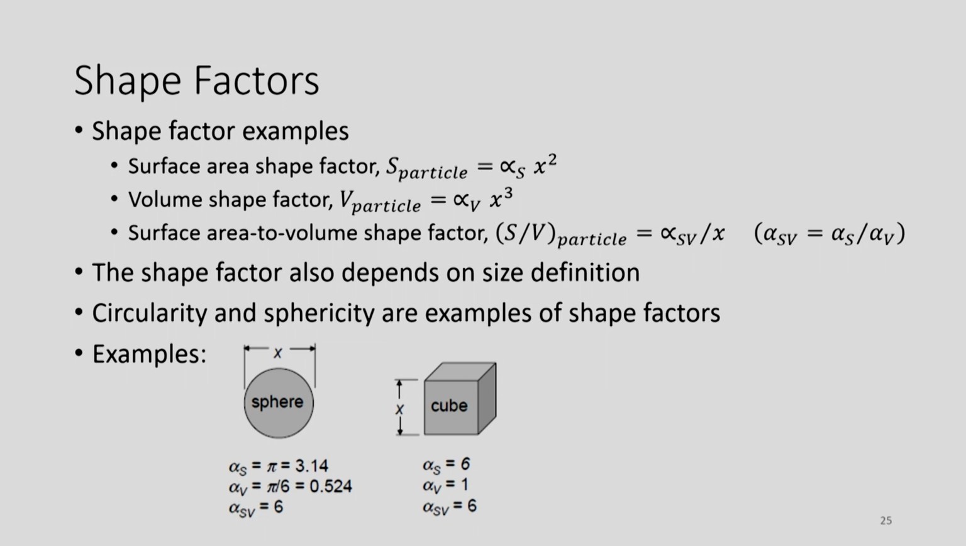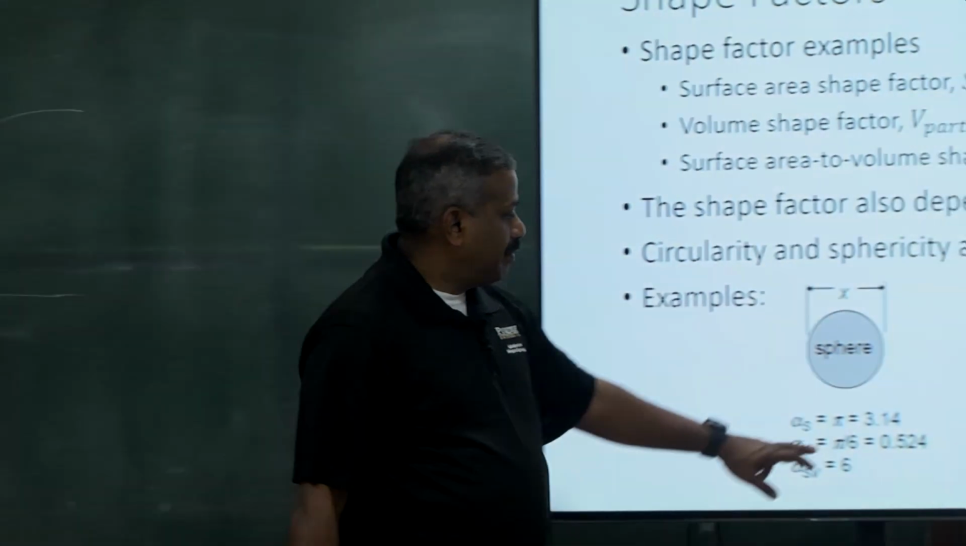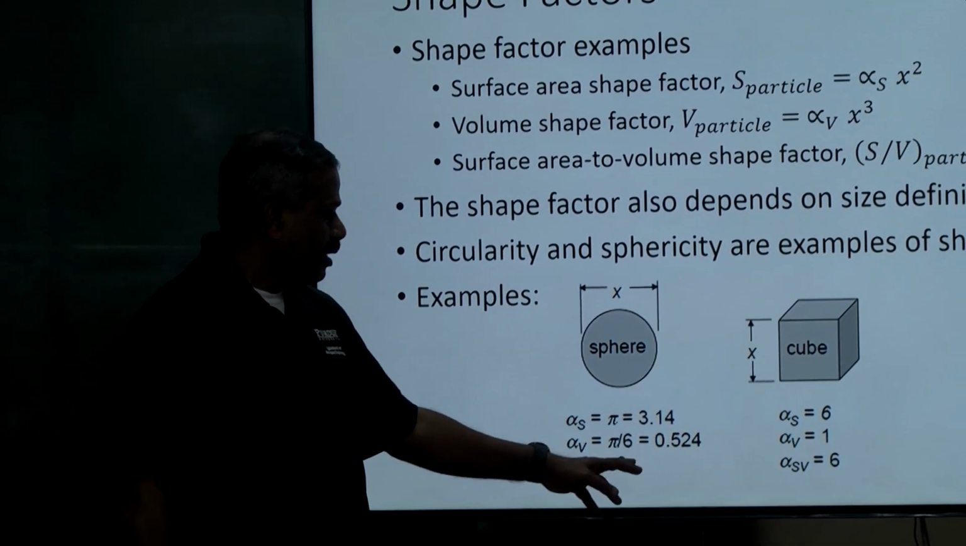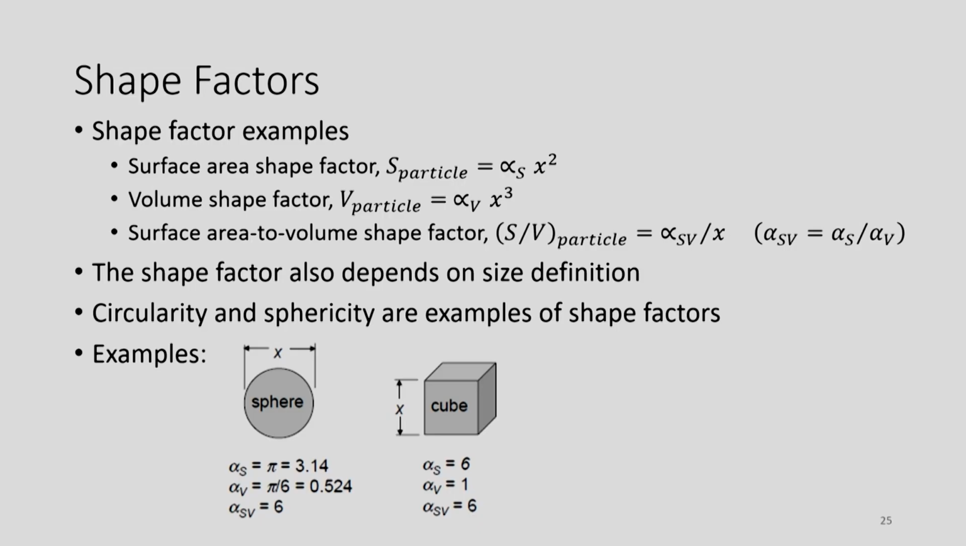So shape factor, I briefly talked about shape factor. The surface area shape factor and volume shape factor are based on the surface area and volume of the particle. The shape factor will also depend on the shape. If you are calculating for a spherical particle, the surface area shape factor will be about pi, and the volume shape factor will be close to 0.5, and for cubes it also differs.